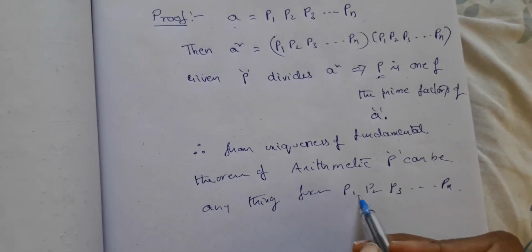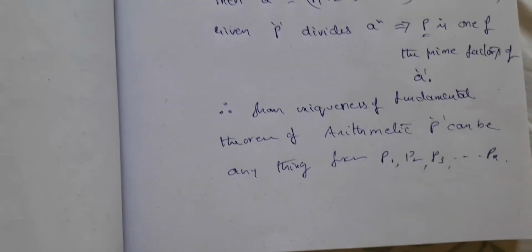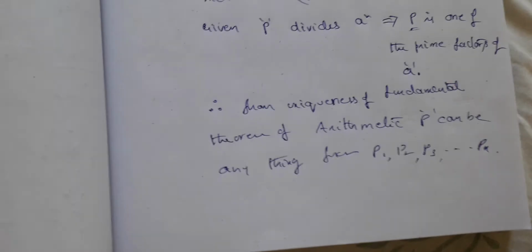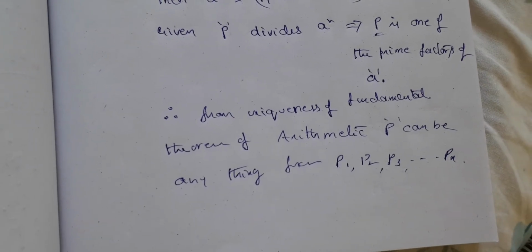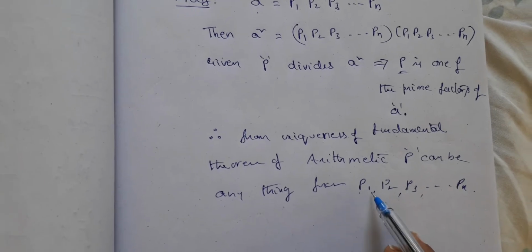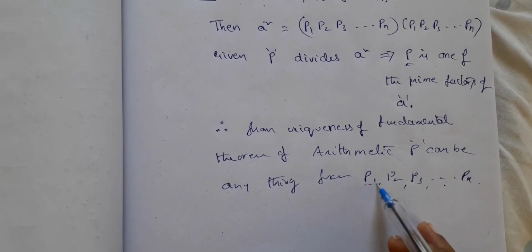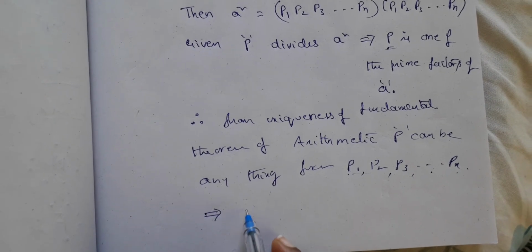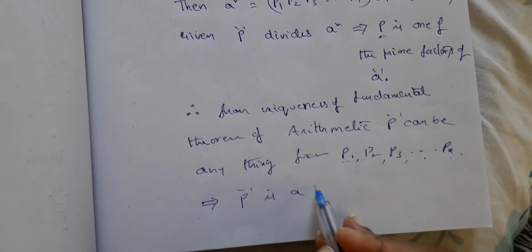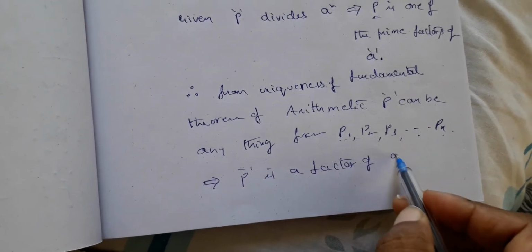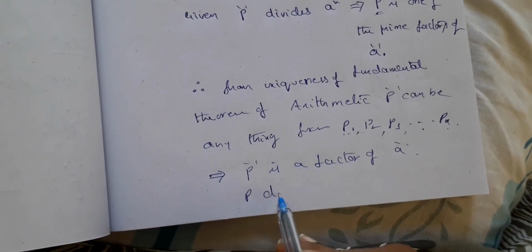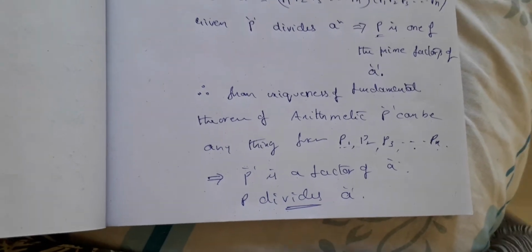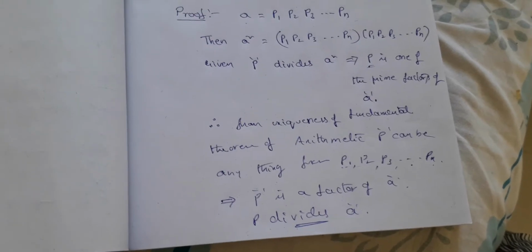Is it not? So it could be anything, because we have unique prime factors. So P can take any one of these values. We don't know whichever value may be equal to P, but it can take the values from P1, P2, P3. So when you say that P is any one of these, then obviously these are the factors of A, yes or no? So this implies P is a factor of A, which means that P divides A. Hence proved.